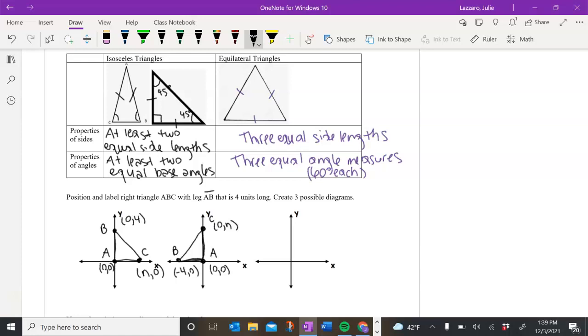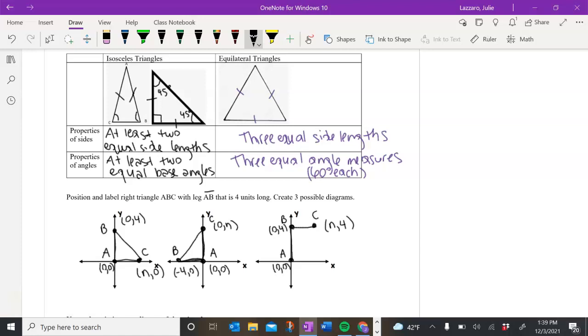Okay, and finally, let's get real fancy. We'll put A again at the origin. Now let's put B up here. Well, where does B have to be if it has to be 4 units long? 0, 4 this time, so that this would be 4 units long. And we can put C over here, right? So how high is C right now? C's up at 4, but we don't know how far out it is. So I'm going to put n, comma, 4.